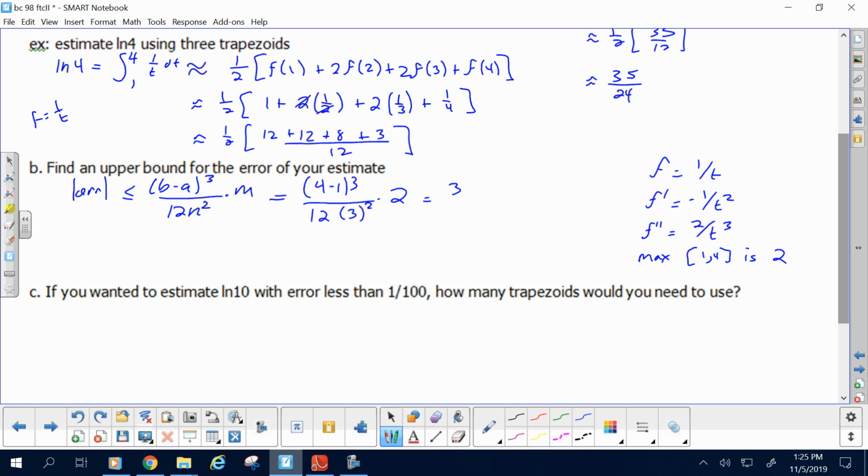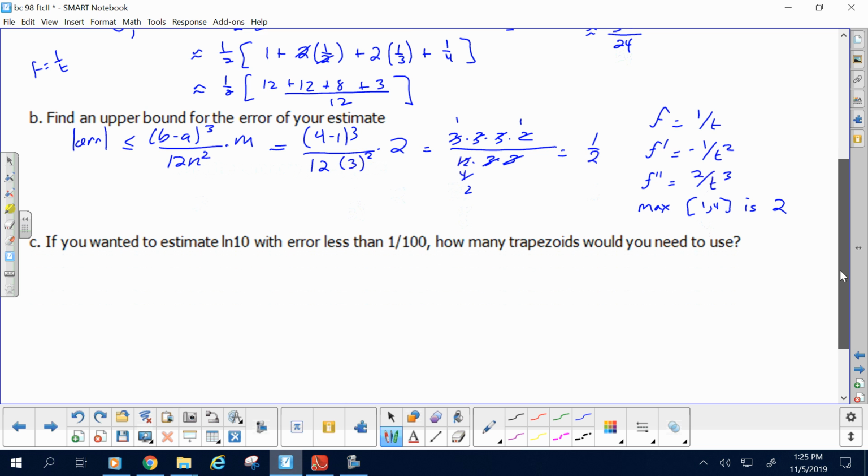Okay, so the error bound is 3 times 3 times 3 times 2 over 12 times 3 times 3. Altogether, my error bound, not my error, my error bound, my error is no more than 1/2. That's true, the error was 700ths, so the error is not more than that.